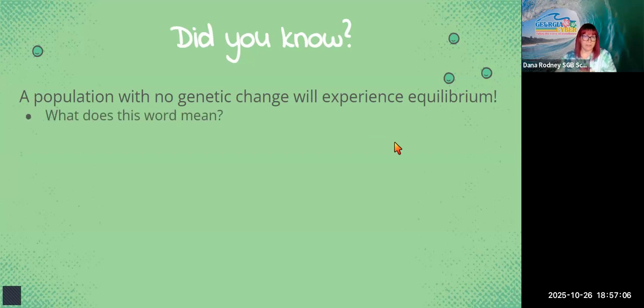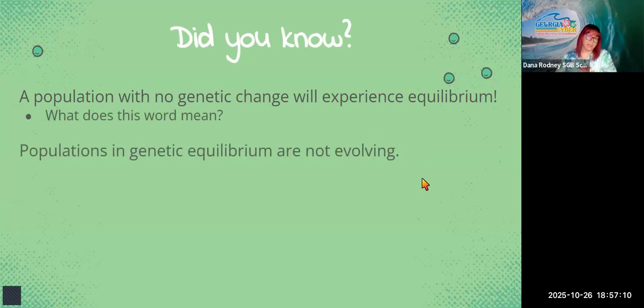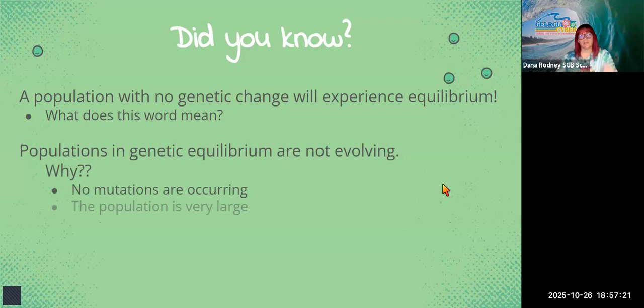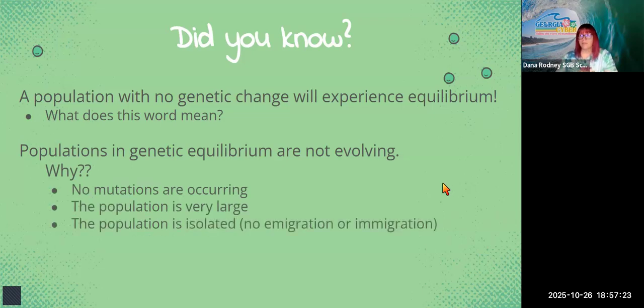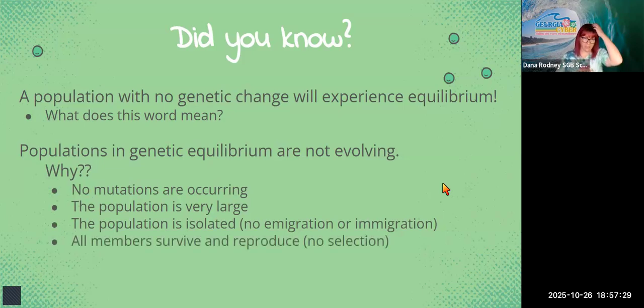So equilibrium just means balance. And these populations that are in genetic equilibrium, they're not evolving. That means they're not changing. And that is because there's no mutations, there's very large populations, there's isolated populations, nothing's moving in or out. All of the members survive and reproduce, so there's no selection acting on it, and mating is completely random in these situations. But does this ever actually happen?